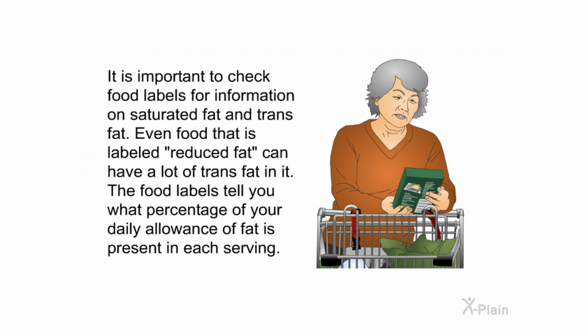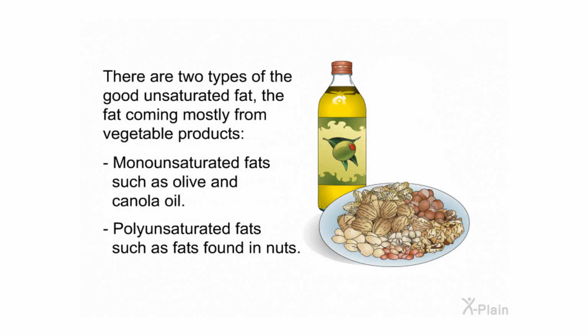It is important to check food labels for information on saturated fat and trans fat. Even food that is labeled reduced fat can have a lot of trans fat in it. The food labels tell you what percentage of your daily allowance of fat is present in each serving. There are 2 types of the good unsaturated fat, the fat coming mostly from vegetable products: monounsaturated fats such as olive and canola oil, and polyunsaturated fats such as fats found in nuts.